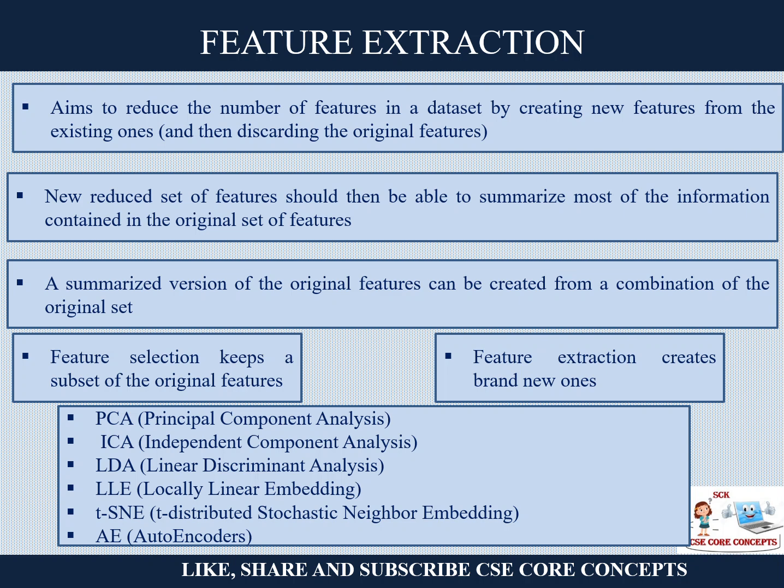So basically, what does feature selection do? It does not disturb the original set of features. Rather, it creates a shadow copy and then decides which one to keep or not. Whereas what does feature extraction do? It is going to create new features derived from the original ones. Some of the more popular feature extraction techniques are principal component analysis, independent component analysis, linear discriminant analysis, locally linear embedding, t-SNE and autoencoders.